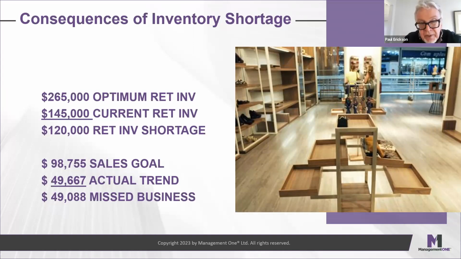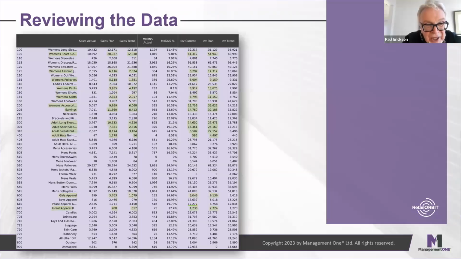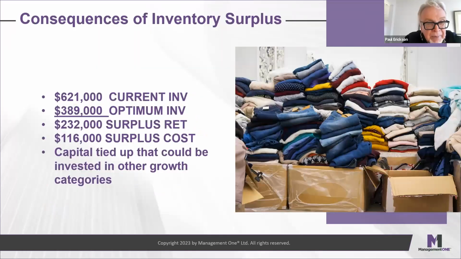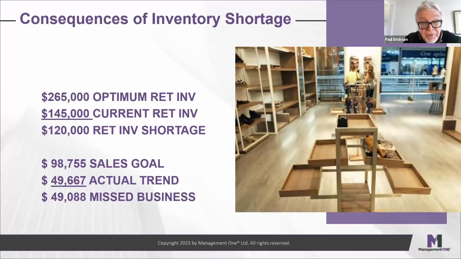The sales goals in those categories, those classifications, for this month, our sales goal was 98,755. But because those classifications were all underfunded and underrepresented and underassorted, the actual trend is 49,667. So, ladies and gentlemen, that's $49,000 in missed business. We then can go back and look at $116,000 in cost that we've tied up in inventory we don't need, and we've missed $49,000 in classifications we do need.